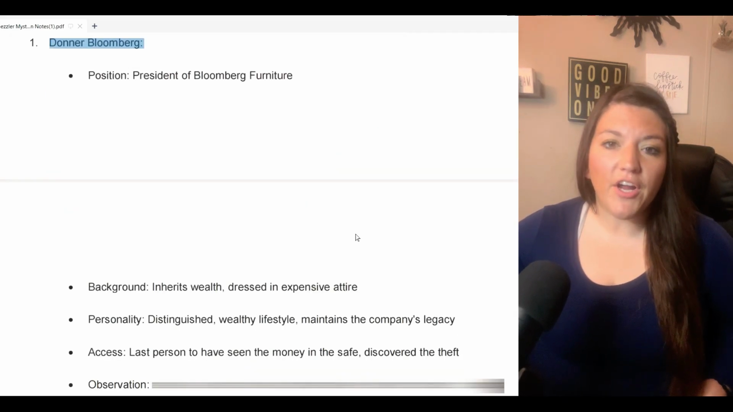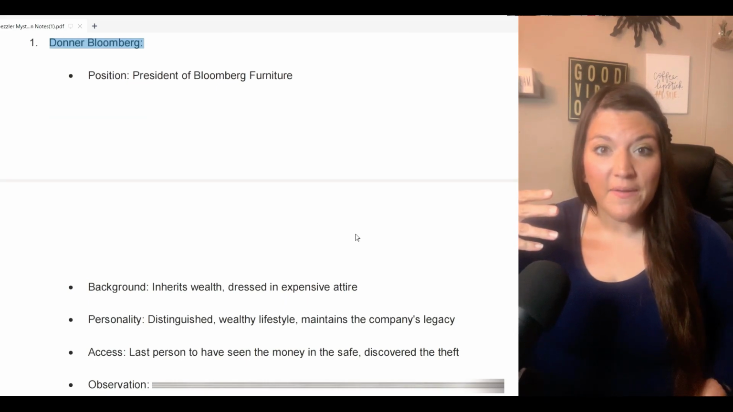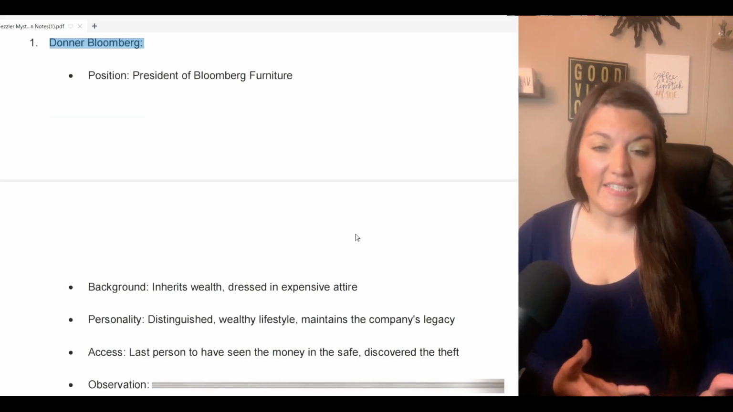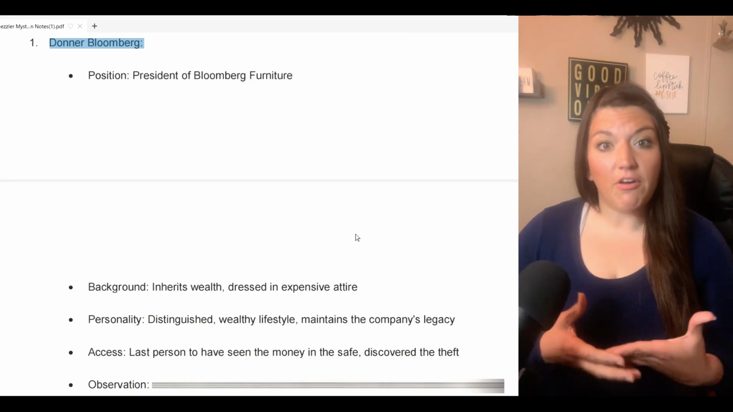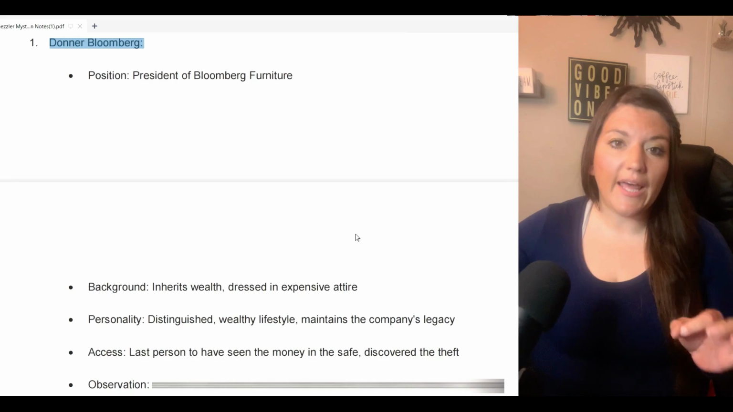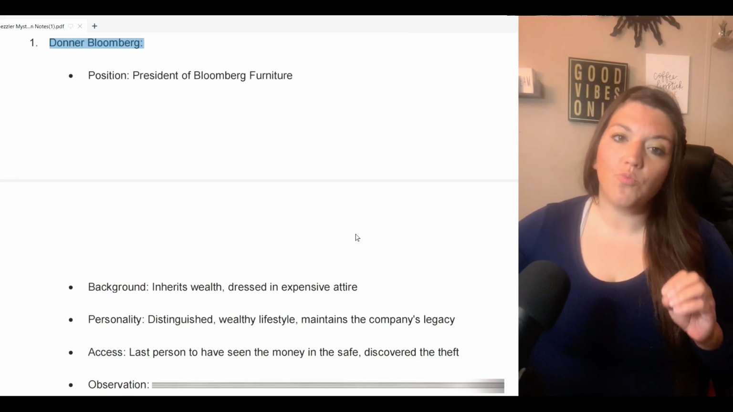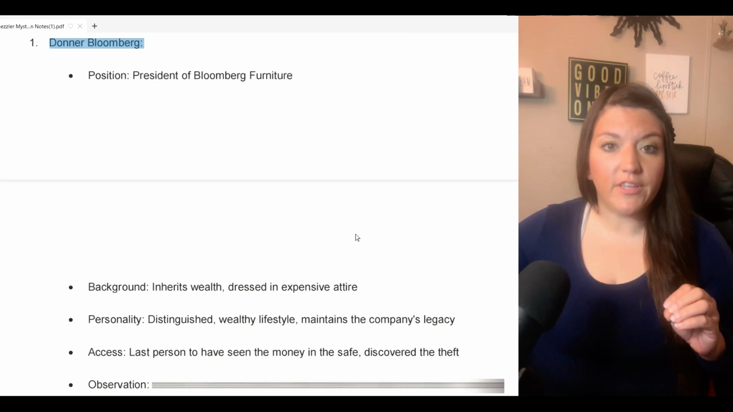A little bit of background with him. He has inherited his wealth. He is very wealthy. He maintains the company's legacy and he presents himself very well. He is also going to be the last person that saw the money in the safe, as well as the person who discovered that the money was missing.